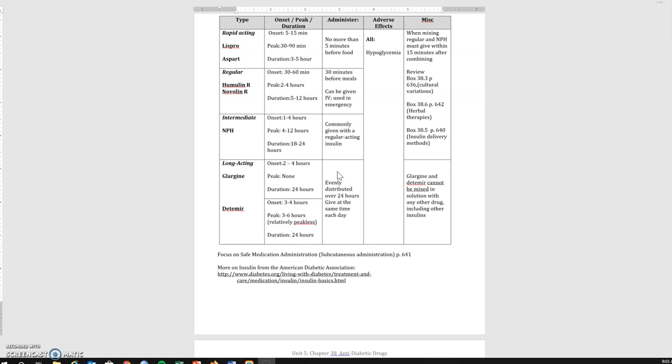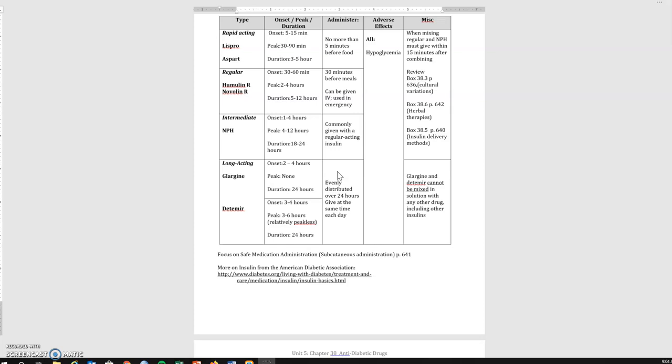In addition, regular insulin can be used IV in an emergency when the patient has an extremely high blood glucose level that needs to be brought down. The adverse effect of that would be that it is brought down too quickly because it does act really quickly when given IV, and therefore blood glucose needs to be monitored carefully while the patient is on an IV insulin. Note that when mixing regular and NPH insulin, you can mix them in the same syringe, but you must give it within 15 minutes of combining the 2 drugs.